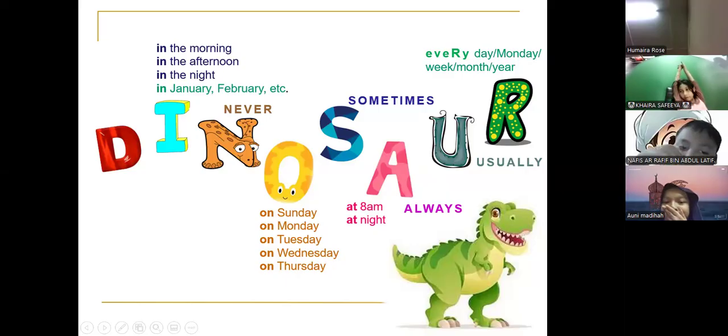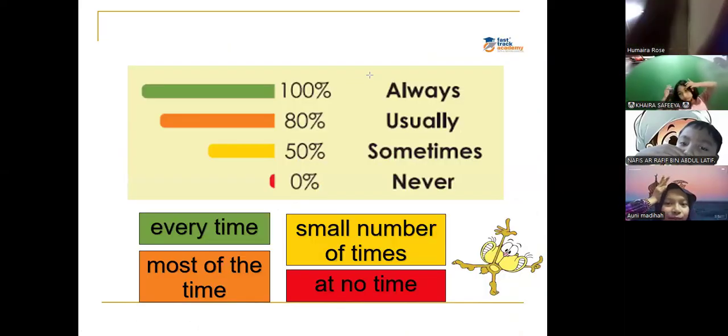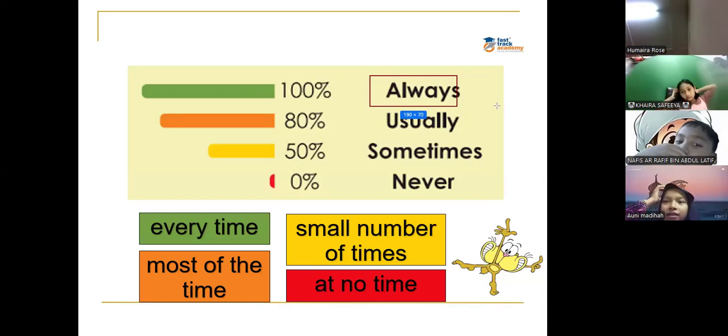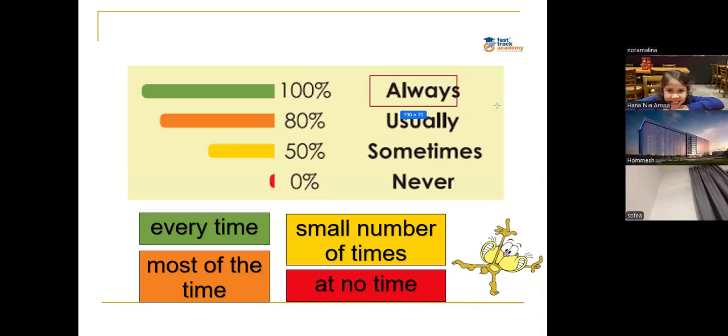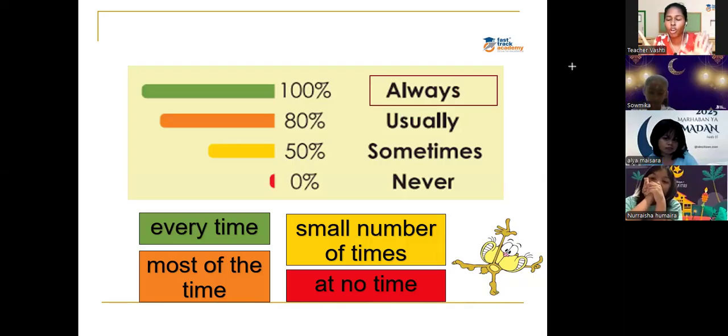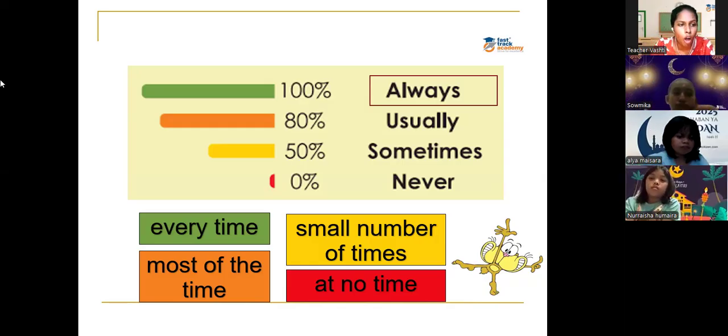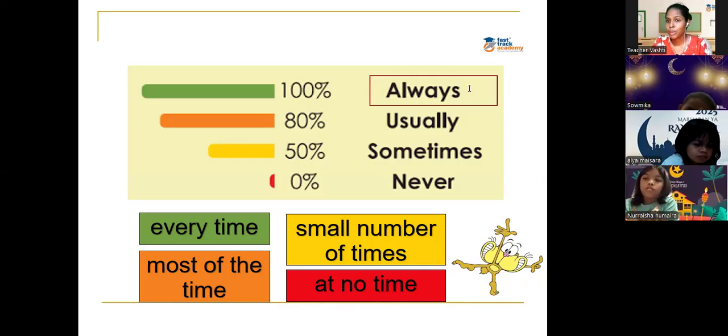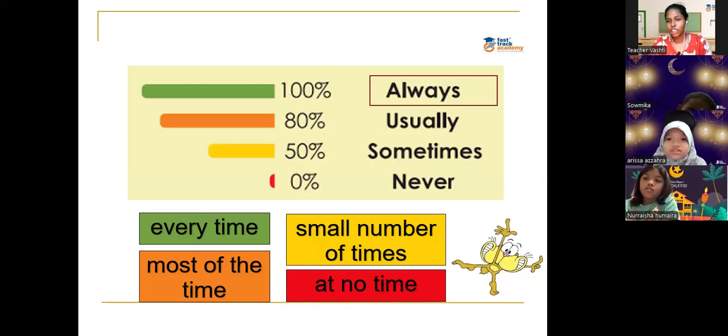Very good. Now, as I told you earlier, always. What is always? Sentiasa, which means you do it on all 7 days. Kalau 7 hari, mesti buat semua 7 hari. What do you do all day? I mean every day. Always. Eat. Okay, very good. You always eat.